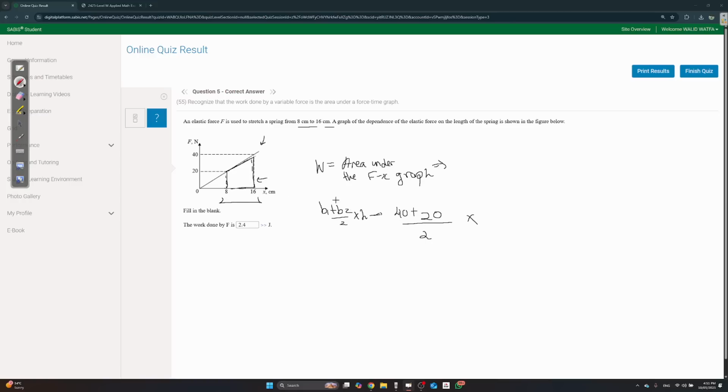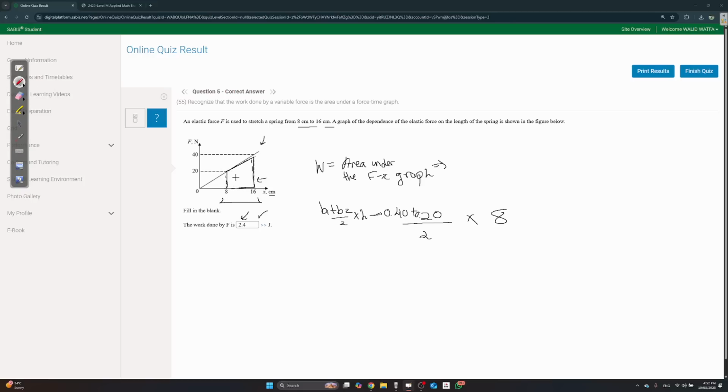The height of the trapezoid is 8. Okay, so 60 over 30 times 8, 204. Oh, this is in centimeters. So this should be 0.4 and this should be 0.2. So you get 0.3 times 8. Yeah, 2.4 joules.